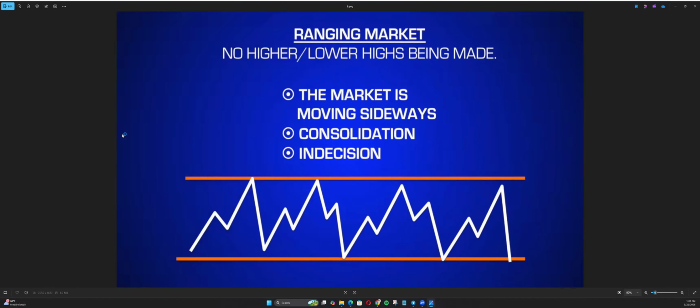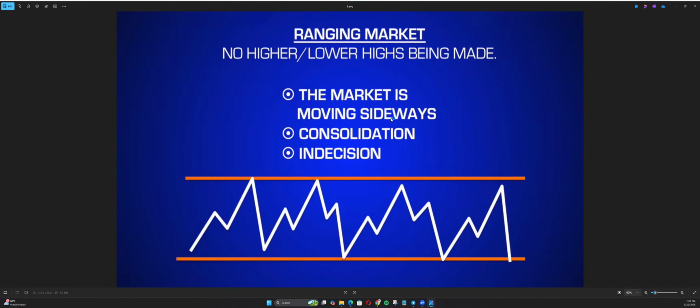All right. So this is what a ranging market looks like. It has no higher highs and no lower lows. The highs are the same, the lows are the same. No higher or lower highs are being made. You understand? So all the highs are on equal ground.